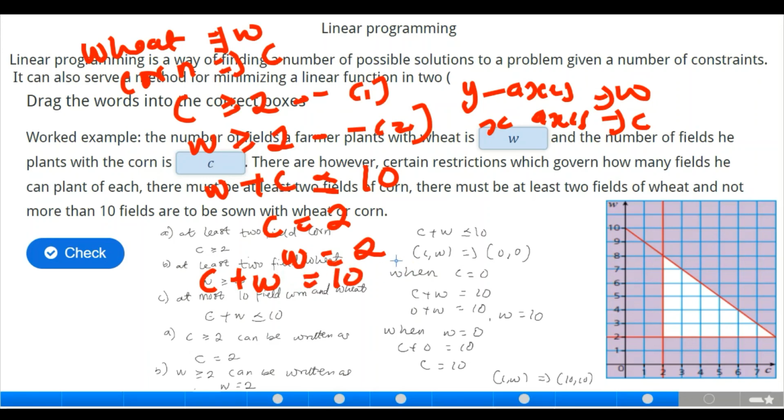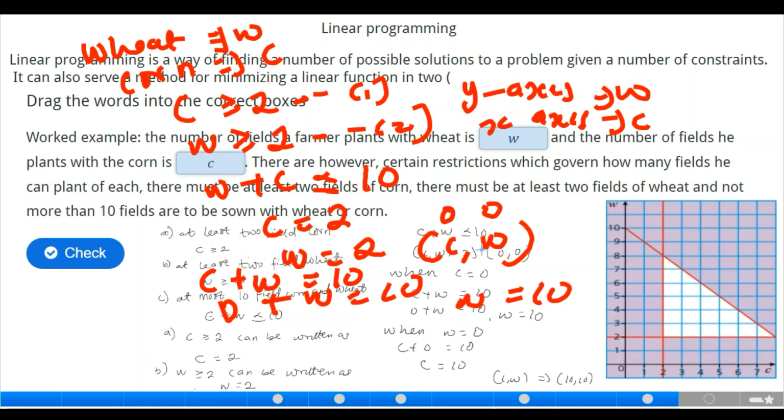Now, we have to set an arbitrary point for C and W, because C is our x-axis and W is our y-axis. So we have 0, 0. So when C is 0, what is W? Wherever you see C, put 0. 0 plus W equals 10. So W will give us 10. And now when W is 0, what is C? So it's going to be C plus 0 equals 10. So C equals 10.